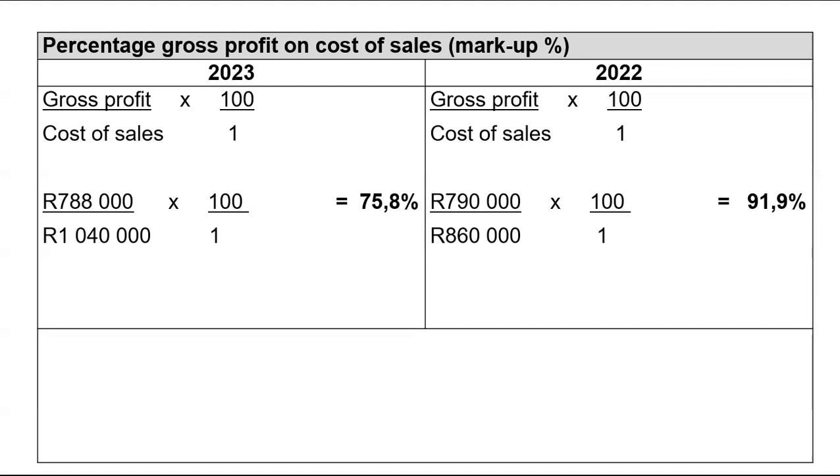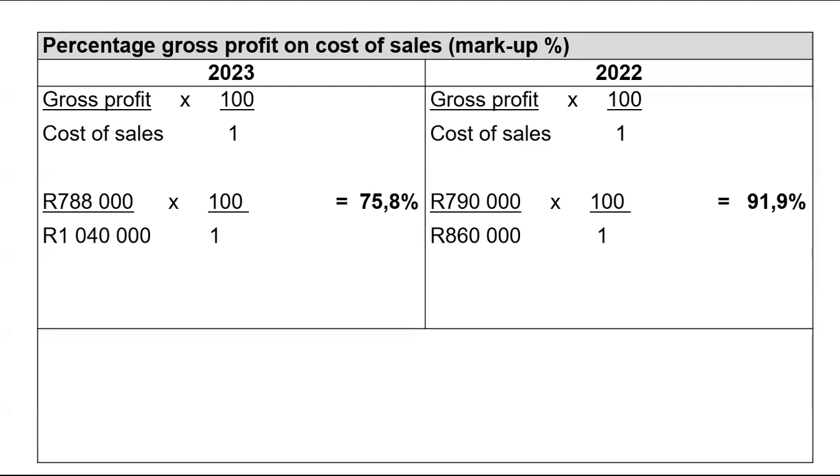So the reason why there was a decline in gross profit on cost of sales is not because of gross profit, but it's because of the denominator, which is cost of sales. And you will notice that for 2023, your cost of sales figure was way too high, moving from 860,000 to 1,040,000. All right, which explains why our gross profit on cost of sales declined. It declined because of the high cost of sales figure.